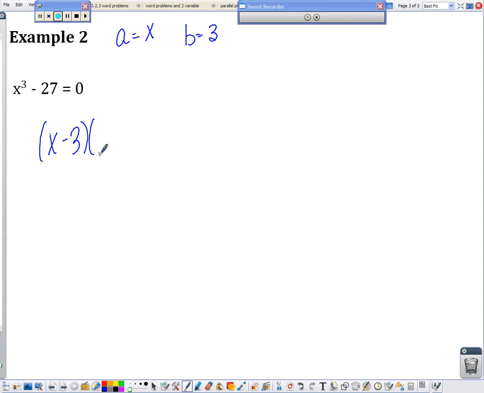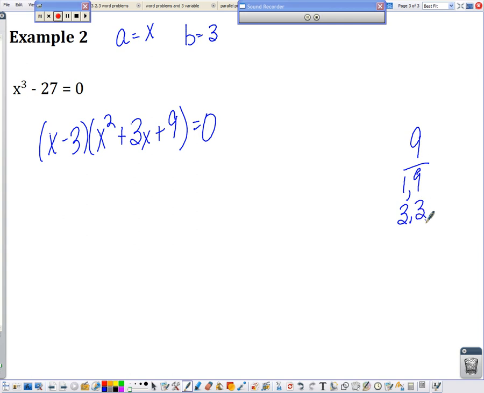Okay? All right. So then I'm going to square this, x squared plus, multiply them together, 3x plus, take 3 and square it, and I get 9. Okay? And don't forget equals 0. Okay? X minus 3 is broken up as far as I can get it. The second part here, I need to look for factors of 9 that add up to be 3. So I get 1 times 9 doesn't give me 3. The next one would be 3 times 3, and that one doesn't add up to be 3.